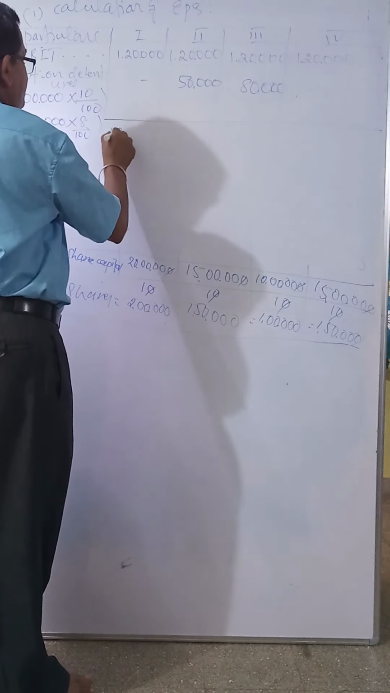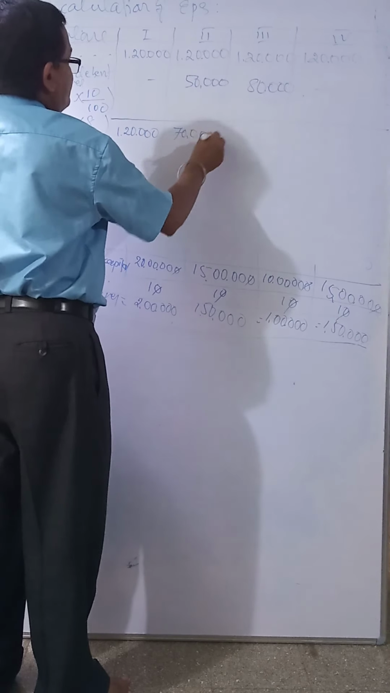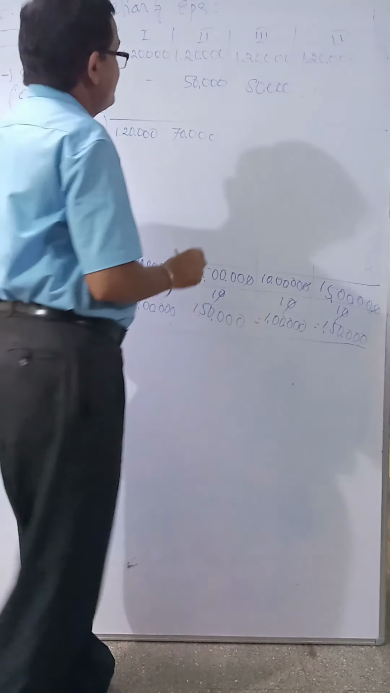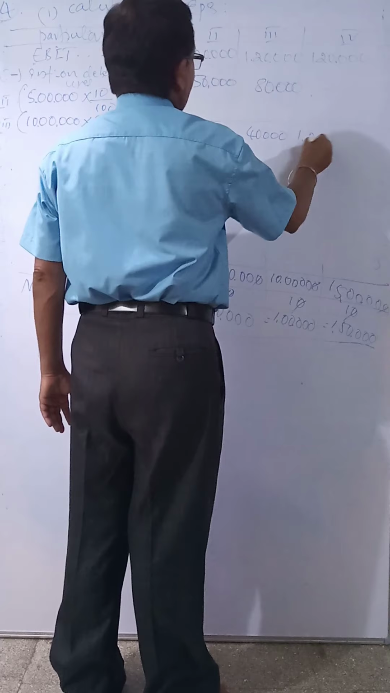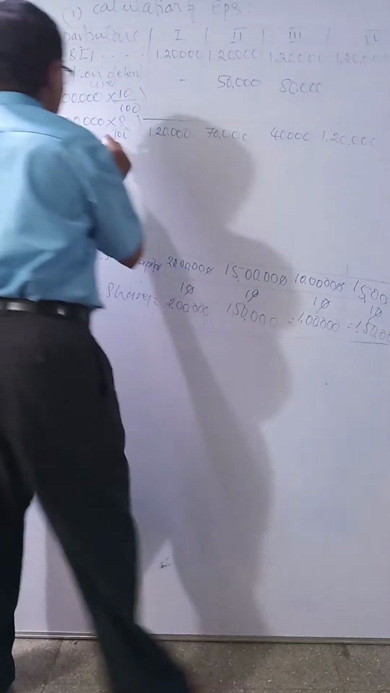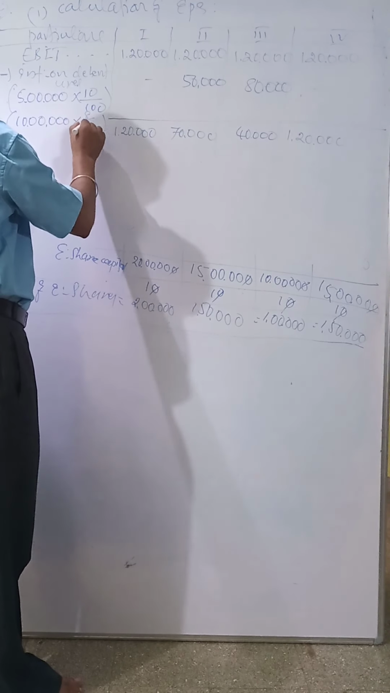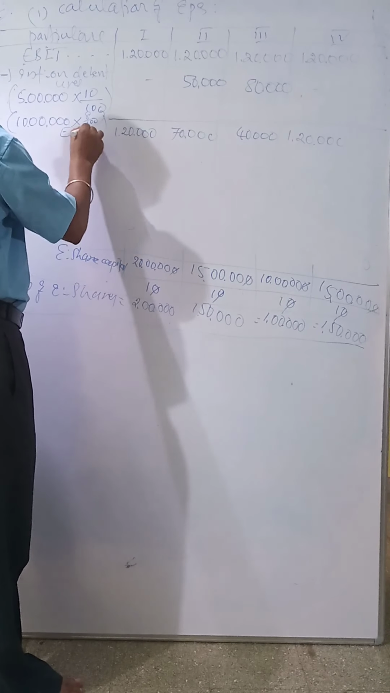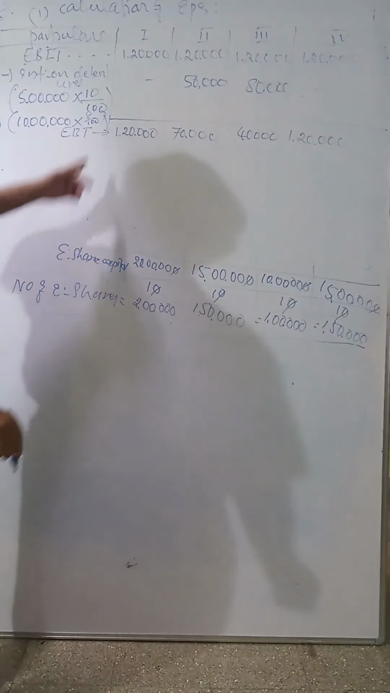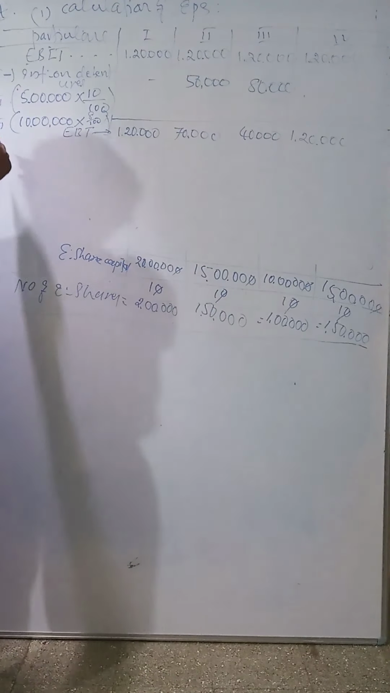So here 1,20,000 minus this gives 70,000. This minus this, 40,000. So the same amount 1,20,000. This is called EBT, earning before tax. This is called EBT, earning before tax.